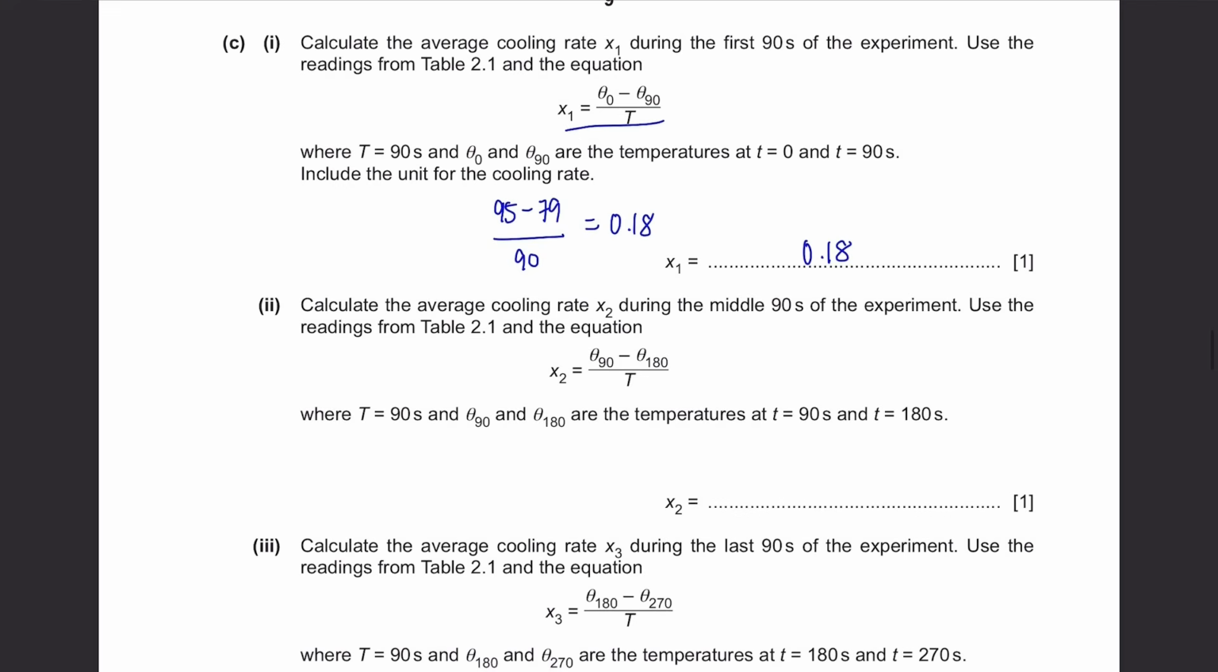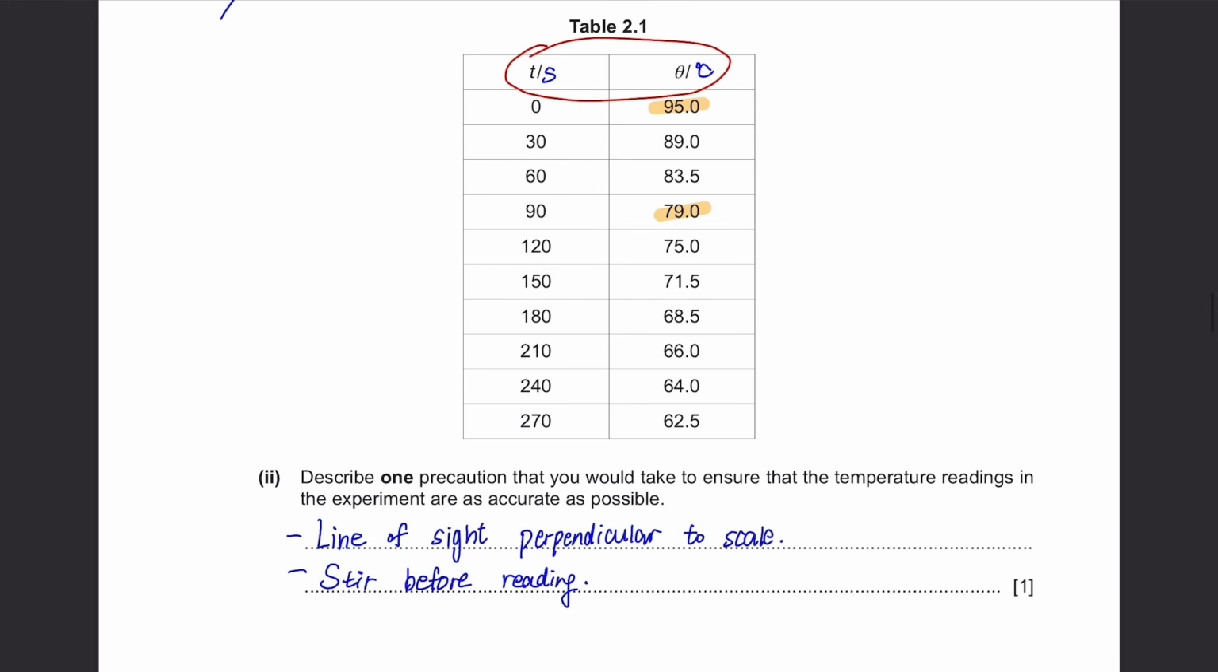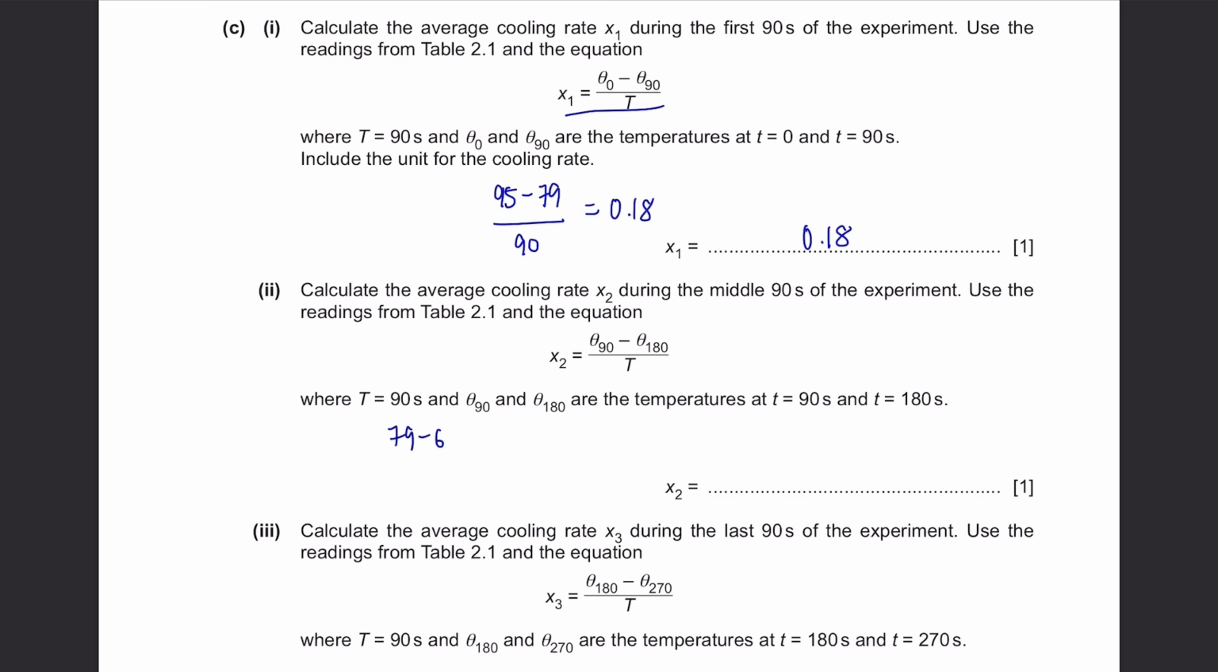Calculate the average cooling rate x2 during the middle 90 seconds of the experiment. Use the readings from table 2.1 and the equation. Right, they're just giving us everything, just substitute the values. Now the temperature at 90 seconds was 79, and at 180 seconds, it was 68.5. 79 minus 68.5 divided by 90, you should get 0.12 rounded to 2 SF. Now we should add units here because this is the temperature and this is time represented by t equals 90 seconds. So we add a unit here.